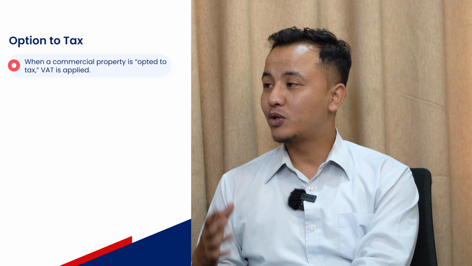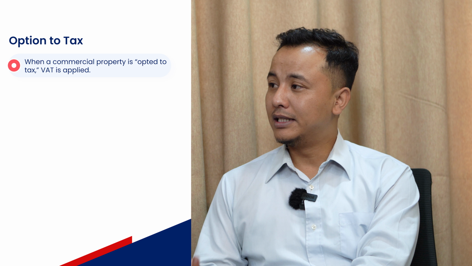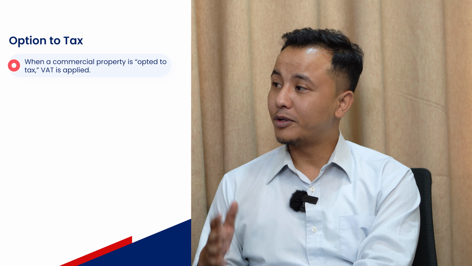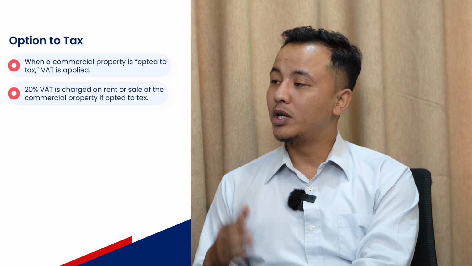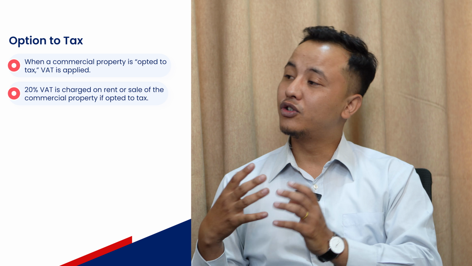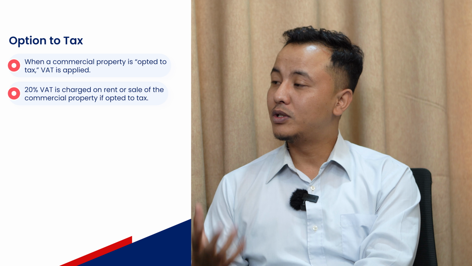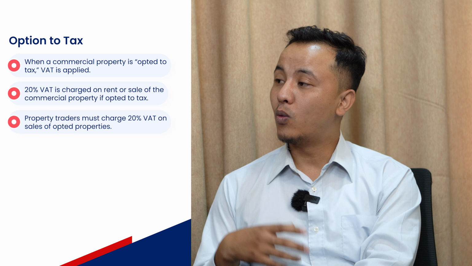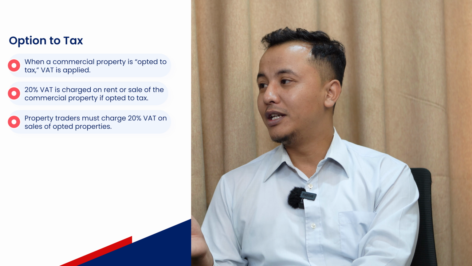Could you please further elaborate on option to tax for us? So, when a property is opted to tax, the landlord or the commercial property trader should charge 20% VAT on it. If a commercial property is rented out to a tenant and it is opted to tax, the landlord should charge 20% VAT to the tenant. Likewise, when a commercial property trader has opted to tax on the property, then at the time of selling, 20% VAT has to be charged.